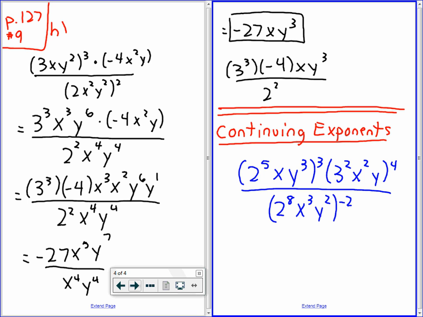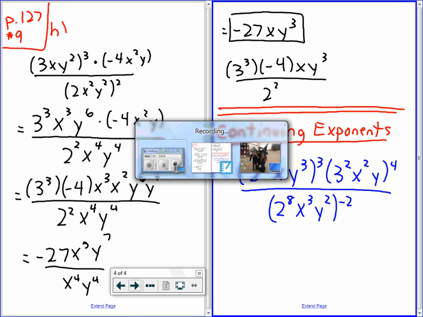This will be the most difficult thing you see on your test. This is the level of difficulty the question will be on your test. So you can keep copying your notes or borrow someone's notes if you want to get caught up. Hopefully by the end of the class you'll be up to speed with everybody else. So take a minute, try this one out. Again: 2 to the 5 x y cubed times 3 squared x squared y to the 4, divided by 2 to the 8 x cubed y squared to the negative 2. As I said, this is a test level question right here.